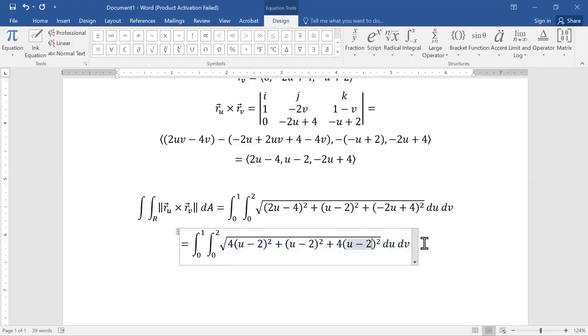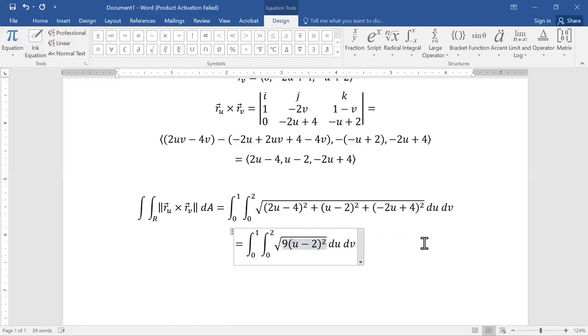Notice that when you do that, we get a lot of u minus 2 squareds. In fact, we get 4 plus 1 plus 4, so we get 9 copies of u minus 2 squared. And this tells me to take the positive square root of that. So the square root of 9 is 3, times the square root of u minus 2 squared.